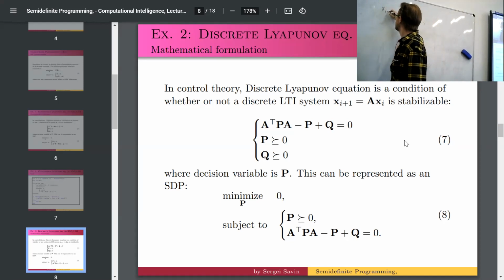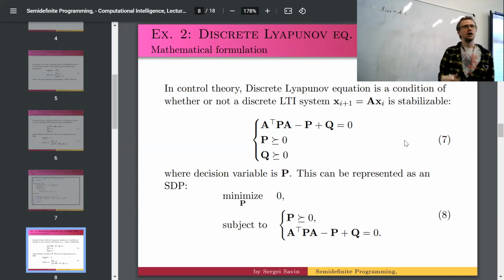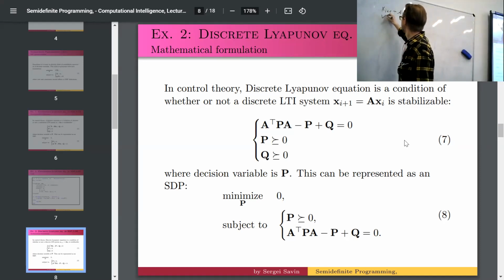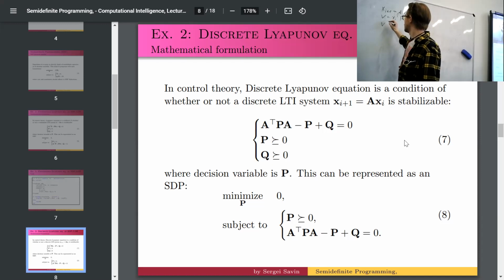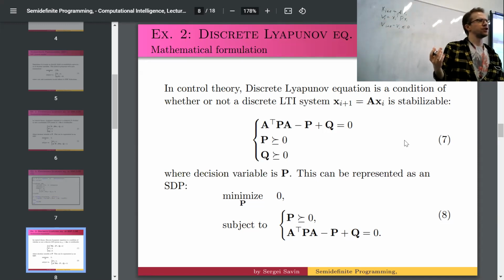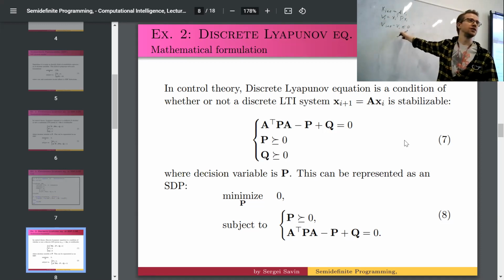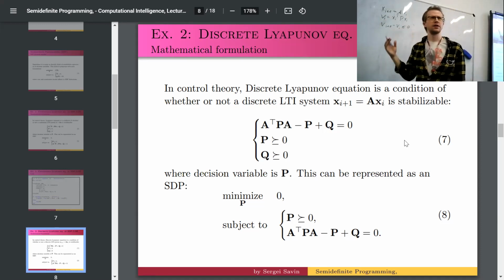Discrete dynamics is this guy. The Lyapunov candidate is the same. But the requirement is that x_{i+1} minus x_i should be less than or equal to 0, I believe. So this is a difference equation, not a differential equation. This is the discrete stability condition, if I remember.